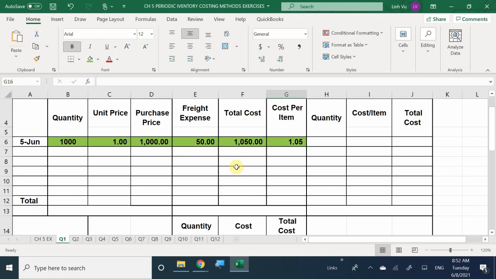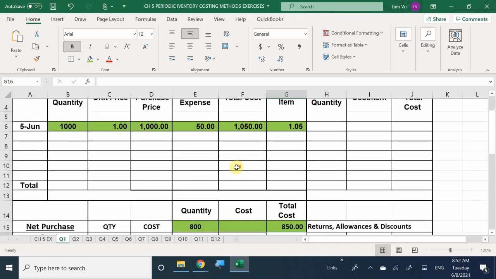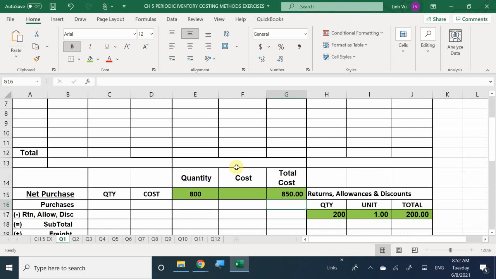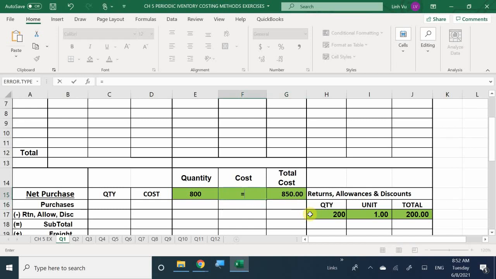So here I've calculated the difference. When I made my return, this is what my difference is. I have 800 toys, costing me a grand total of $850. All right? And now that we have the cost right there, we are going to calculate that right now. Yes, because now, once again, I have a new total cost and I have a new quantity. So therefore, what should be my cost per item now? And we're not rounding there either. We're going to leave it unrounded.